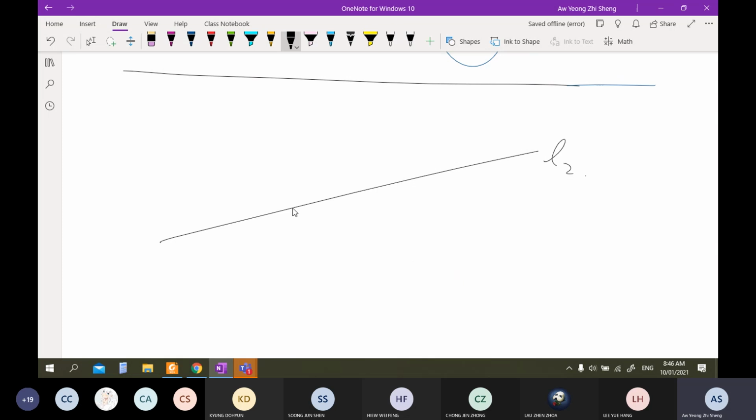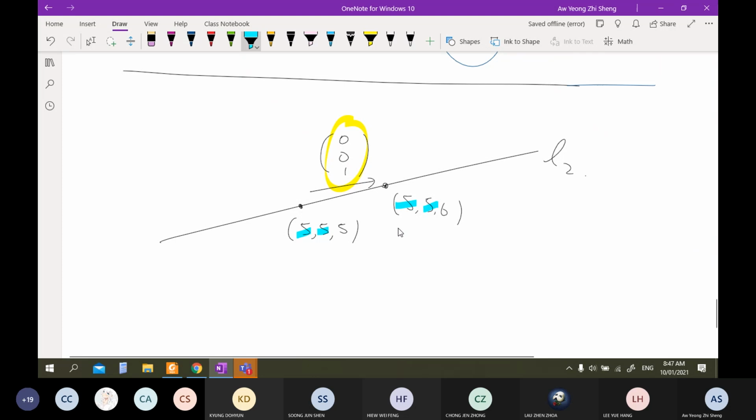Let's call this line L2. Let's say L2 passes through the point, let's put it as 5, 5, 5, right? If the direction vector is 0, 0, 1, then it's possible to have 5, 5, 6 as the point when lambda is set to be 1. If you have such a special direction vector, it is possible. So your 5, 5 are repeated. It all depends on the direction vector.